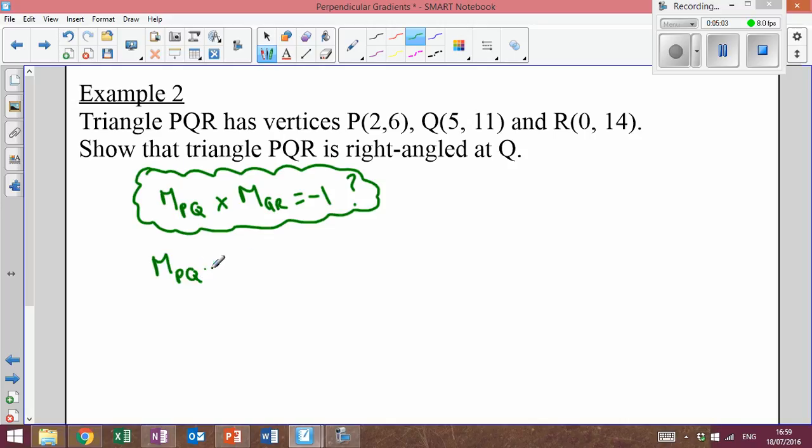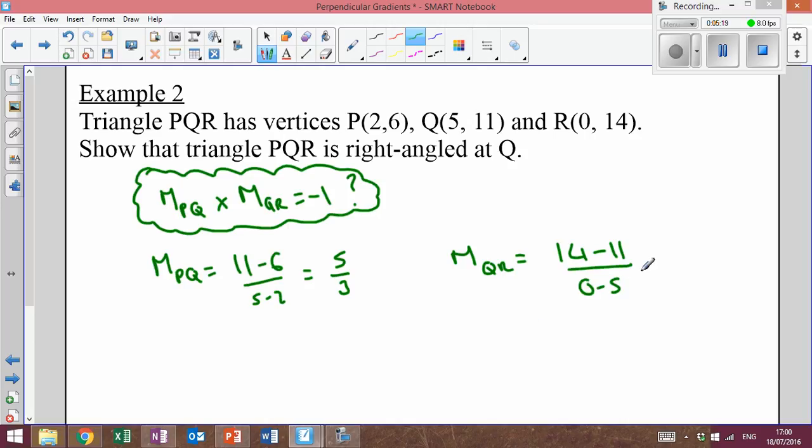So the gradient of PQ, 11 subtract 6 over 5 subtract 2, that's 5/3. The gradient of QR is 14 subtract 11 over 0 subtract 5, which is -3/5. And lo and behold, 5/3 multiplied by -3/5 is equal to -1. Therefore, PQ is perpendicular to QR. Notice what I've done there. That's just my working. I've found the gradients, I've told them why I'm finding the gradients, and then I made a statement after it.